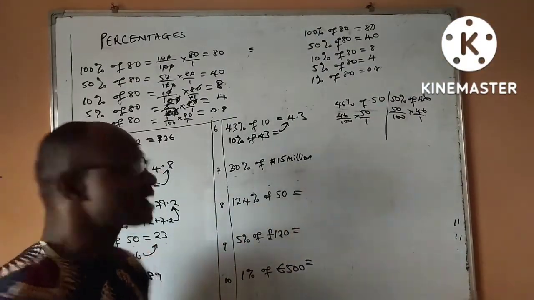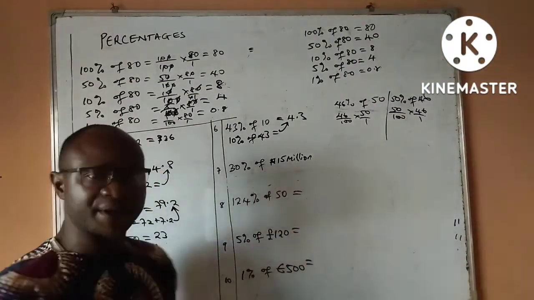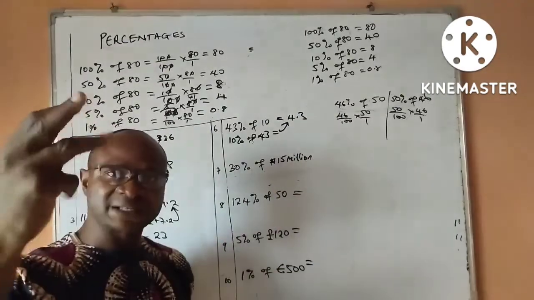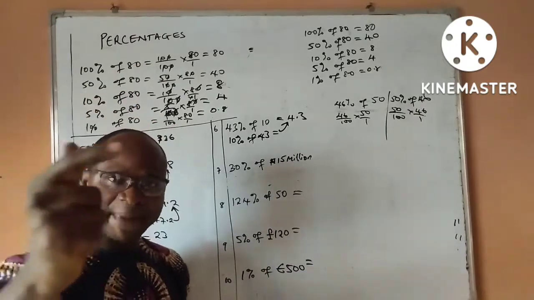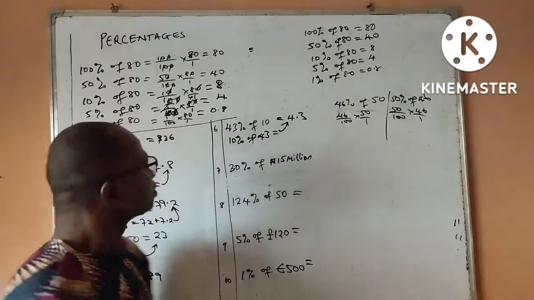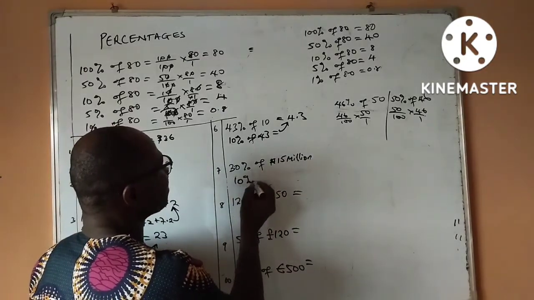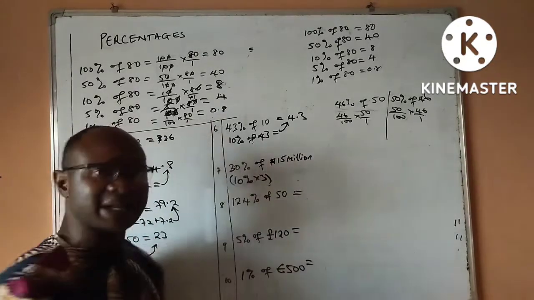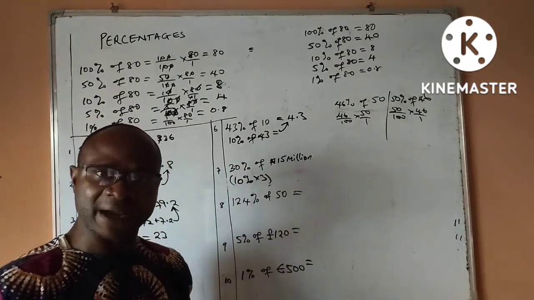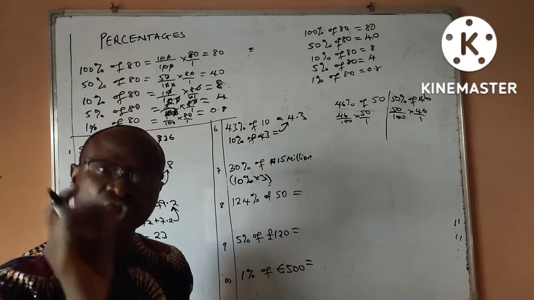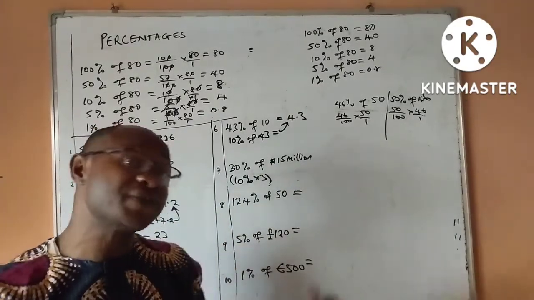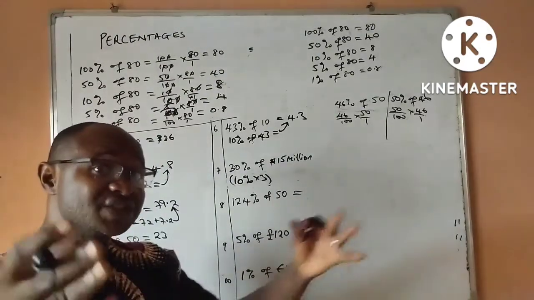And number 7, we are asked 30% of 15 million naira. Agree with me that 30% is the same as 10% plus 10% plus 10%. But I can simply put it 10% times 3. So that means 10% times 3 is the same thing as 30%. Which means I am pointing to 15 million naira and dividing it by 10 to get 10%. And when I get 10%, I multiply it by 3. That gives me 30% of 15 million naira. And you see, it is very easy.